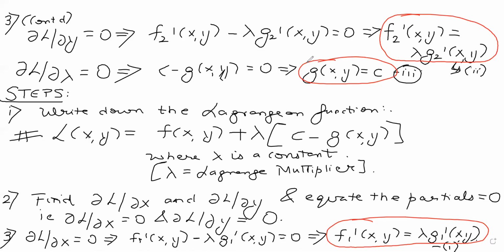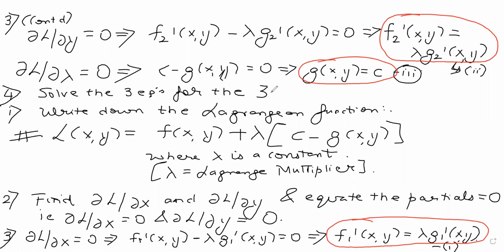Now comes the last step. We need to solve these three equations. Very simple. Step number 4 is to solve the three equations for the three unknowns. What are the unknowns? The unknowns are x, y, and lambda.